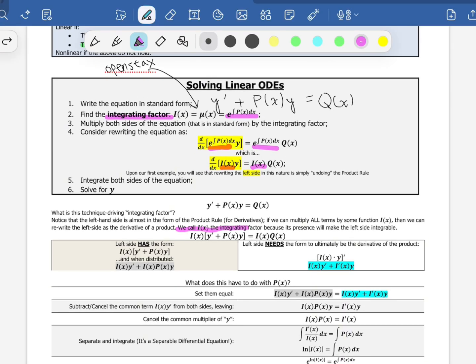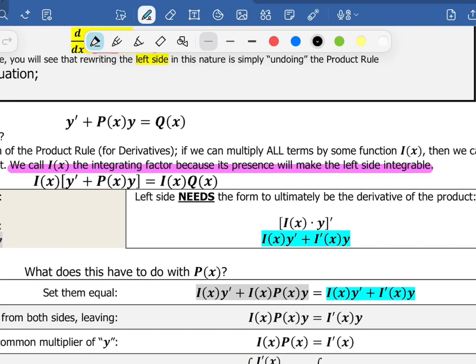So we call I of x the integrating factor because its presence is what makes the left side integrable. When the left side has the form I of x times y prime plus p of x y, when we distribute the I of x, we get I of x y prime plus I of x p of x y. But the left side needs to ultimately be the derivative of the product. And we see here that this is essentially a product rule where f equals I of x and g equals y. So we have f g prime plus f prime g.